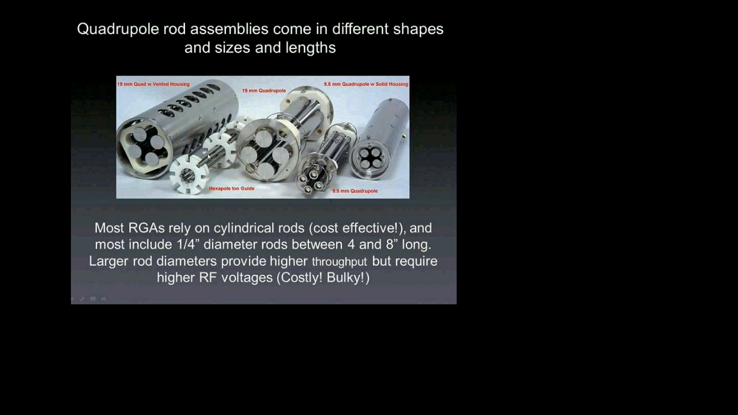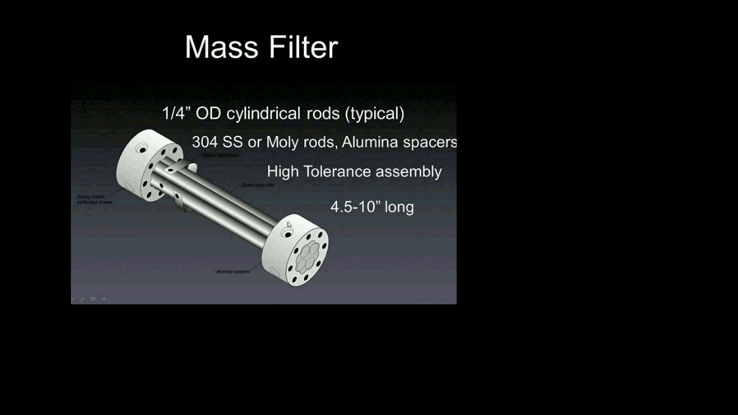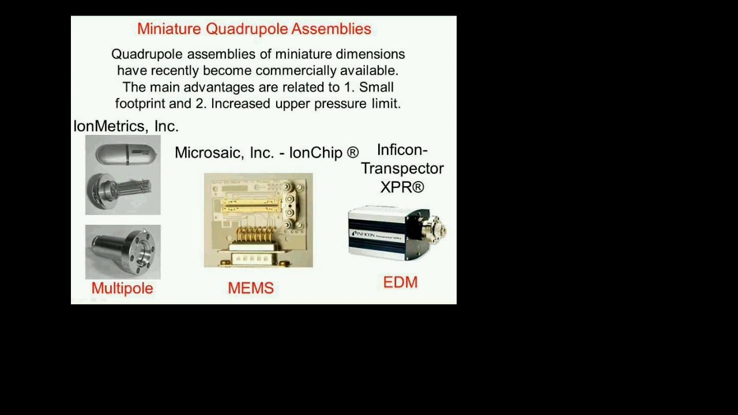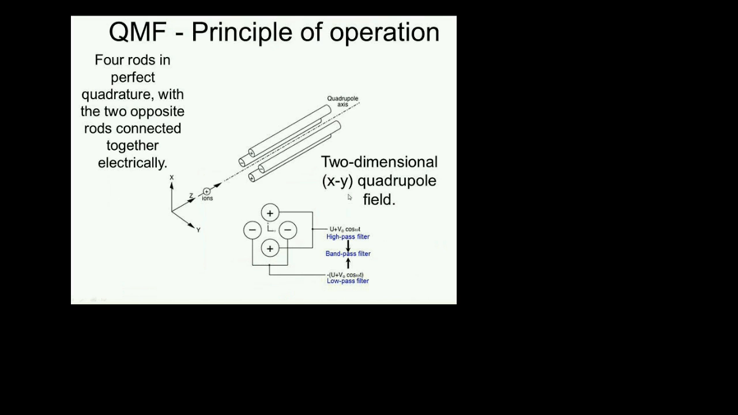So as I mentioned before, most quadrupoles have quarter-inch rods. There is also a whole group of quadrupoles commercially available, like for example this Transpector XPR from Inficon, in which case the rods are miniature rods. These are typically, I think, about 1/32 of an inch in diameter. Same arrangement, they're in perfect quadrature. And the reason why you would go to a device like this is because they will allow you to operate all the way up to 10⁻² torr of pressure.